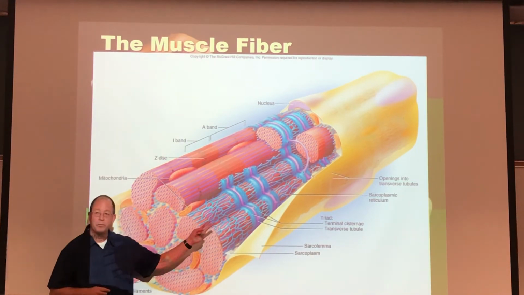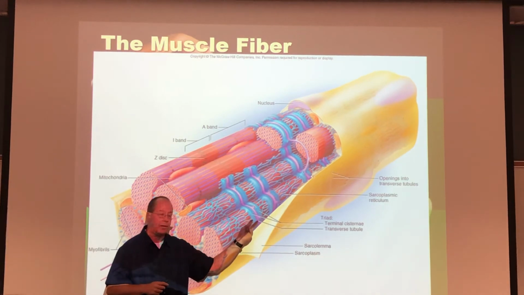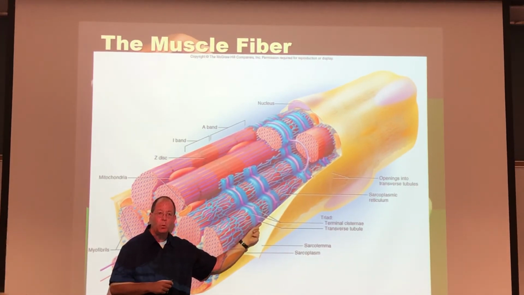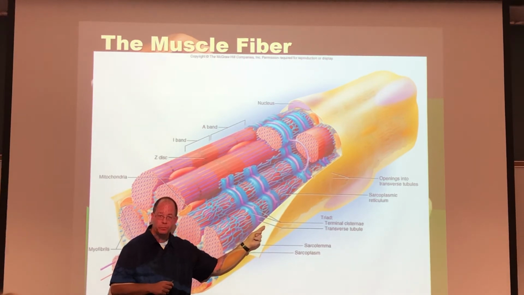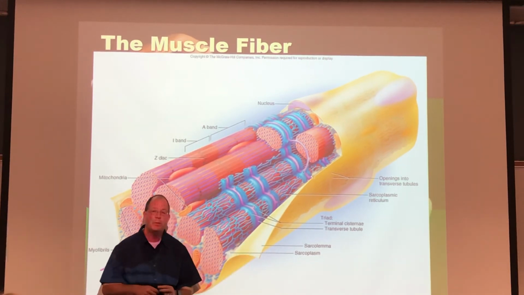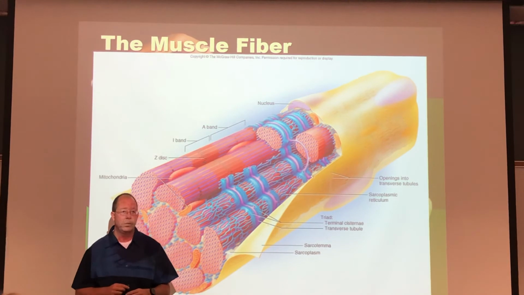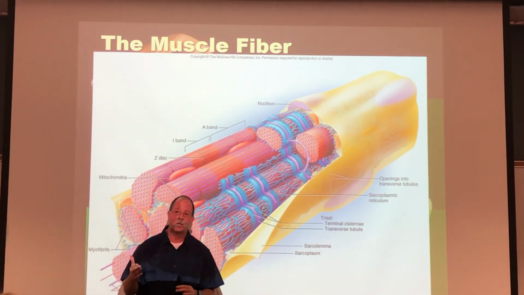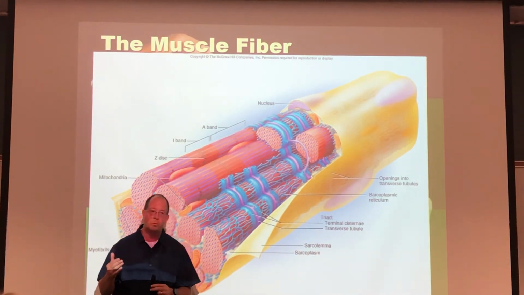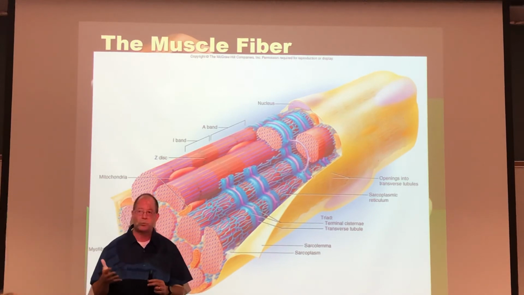So we have 3 pipes, 2 cisterns carrying calcium. Then we have something called the transverse tubule, or we'll just call it the T-tubule. And what I want you to write down in your notes about the T-tubule is that it is a conductive pipe, which means it's a pipe for electricity.